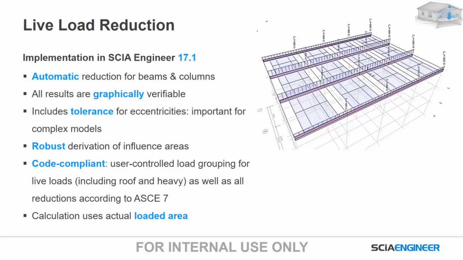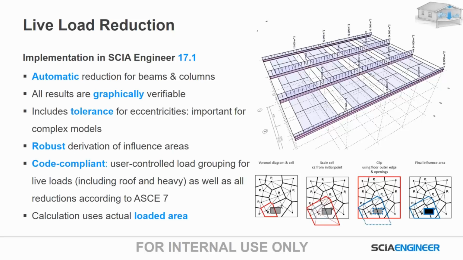It includes tolerance for eccentricities, which is really important for complex models. When you have a complex model with columns that are slanted, or columns that aren't exactly in the location, it can take that into account, and you can decide how you want to do that. There's a really robust derivation for influence areas, so it's not just for the simple cases, right?